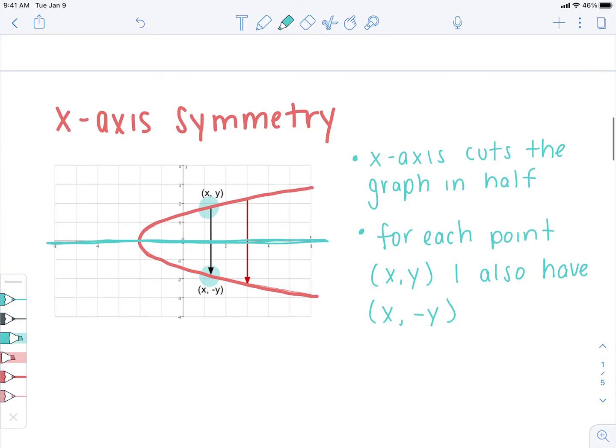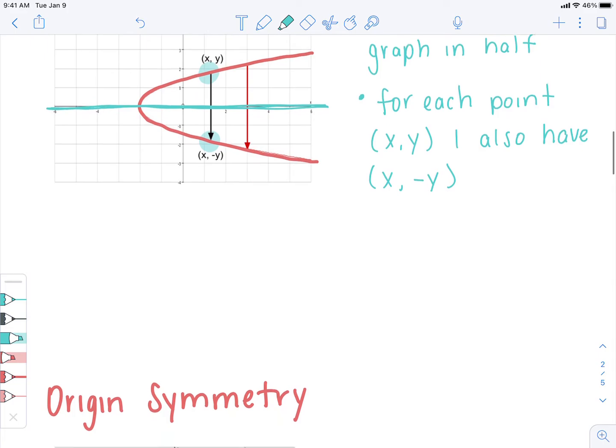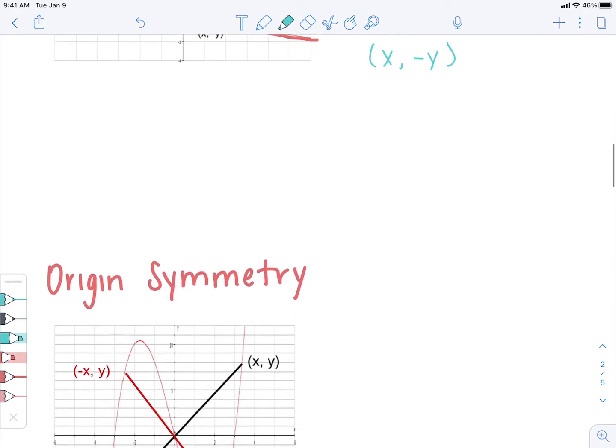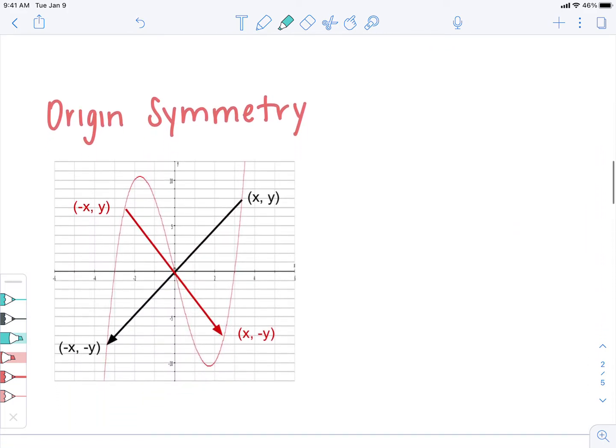Symmetry over the origin is a little bit trickier because it's taking all of our points and reflecting them across the origin. So anything that I have in quadrant 1, I have to also have in quadrant 3. And quadrant 2 gets reflected to quadrant 4. So it's a little bit wackier in the sense that it's not our simple line of symmetry that we're used to drawing, because we're actually physically reflecting it over a point.